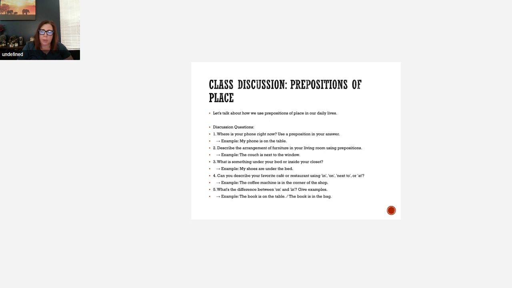And what's the difference between on and in? Well, let's talk about it. The book is on the table. So here's my table. Book is on it. The book is in the bag. So if I have a bag, the book is inside the bag. So I hope that's helpful.